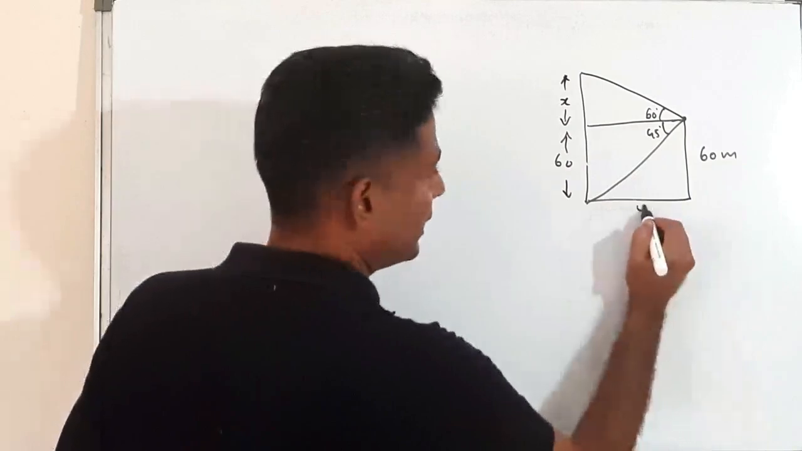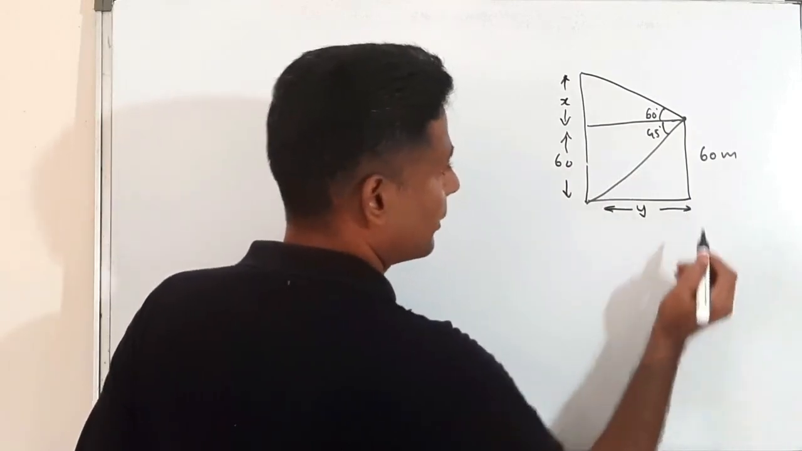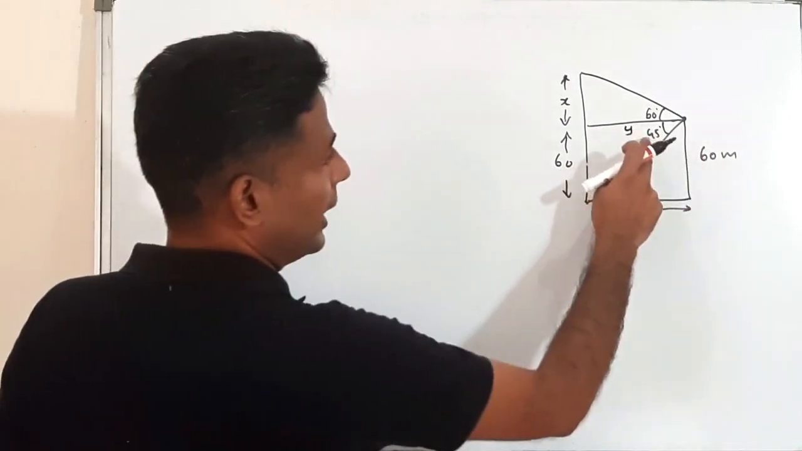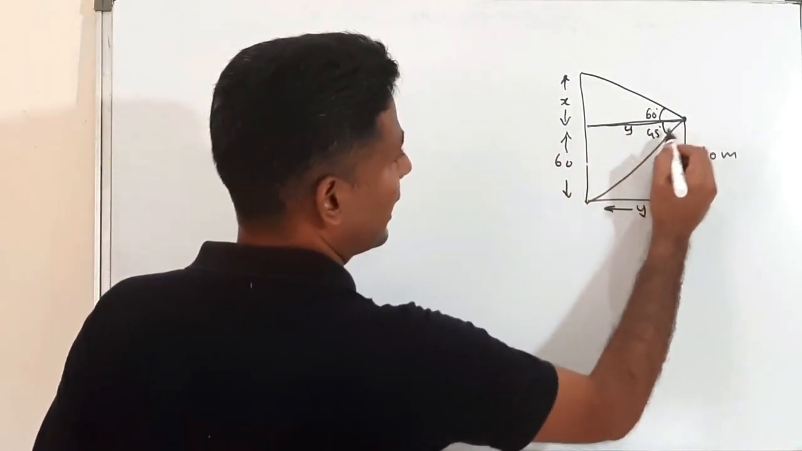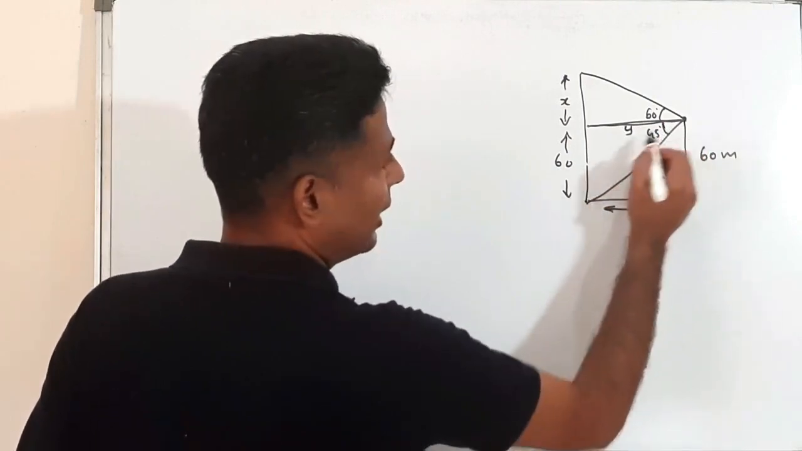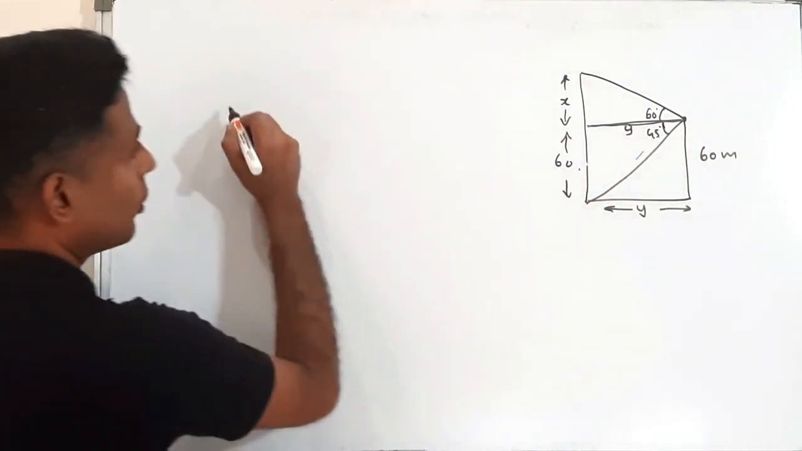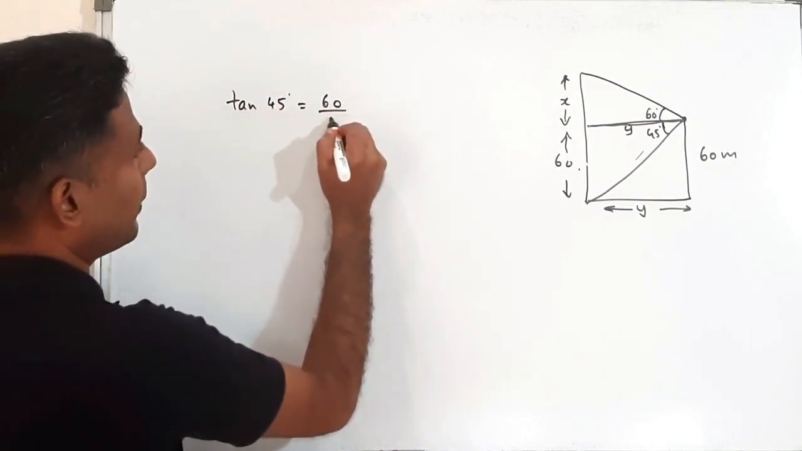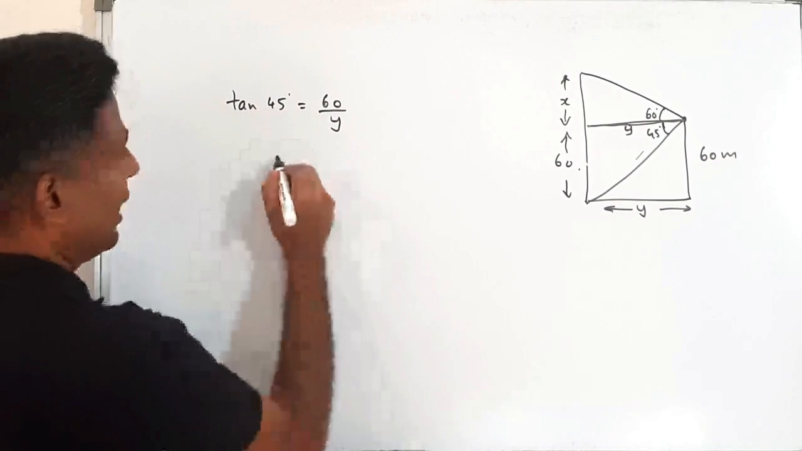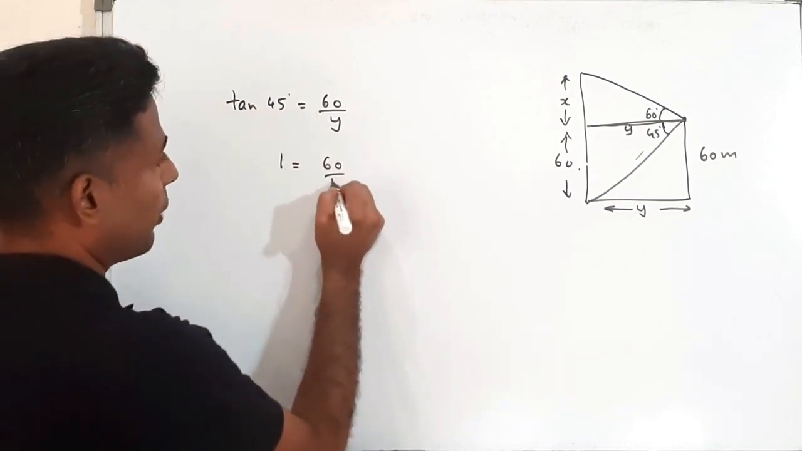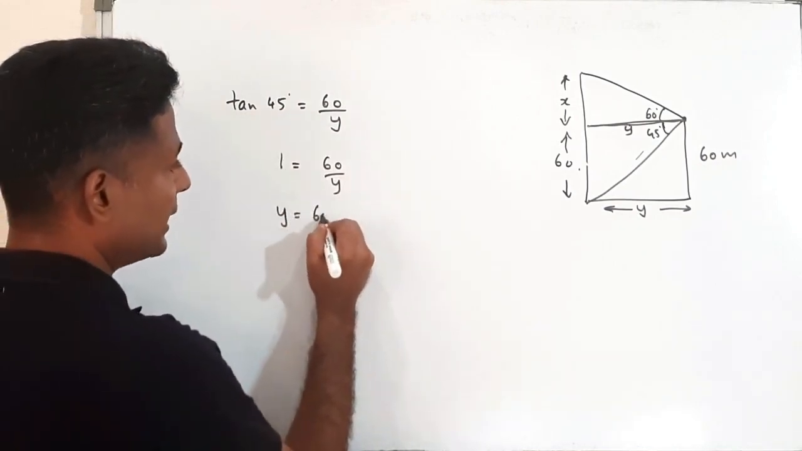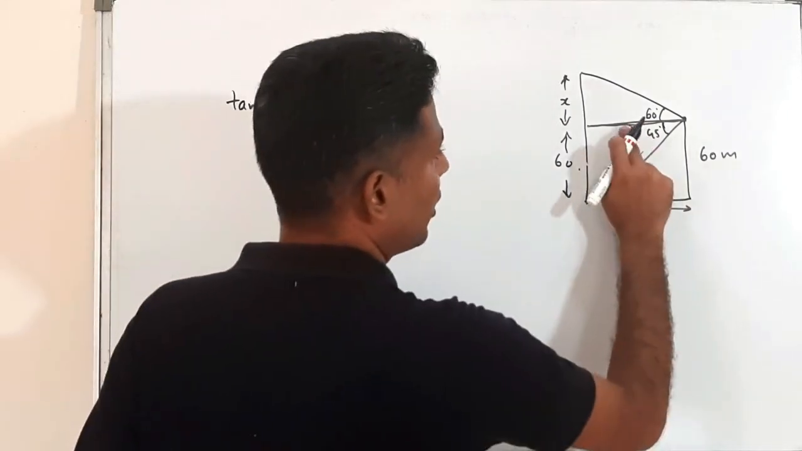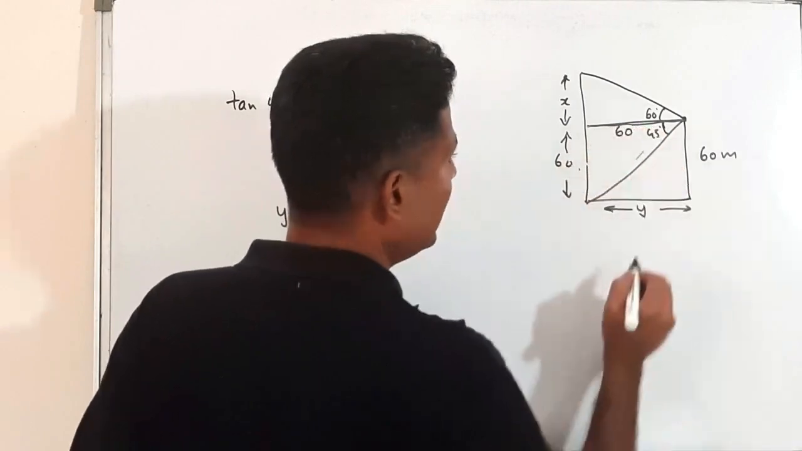And let the distance between them be y. Alright, so this also will be y. Now taking this triangle first, we have the angle here, and we have the opposite and adjacent sides. So what do we get? Tan 45 degrees equals opposite, that is 60, by adjacent, that is y. Tan 45 is 1, equal to 60 by y. So y equals 60. Y into 1 is y. So we get y equal to 60 meters. So we got this as 60 meters.